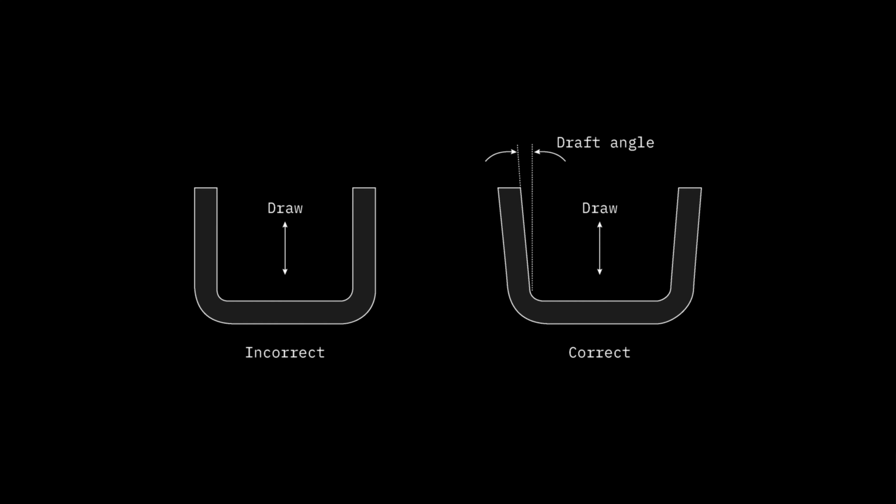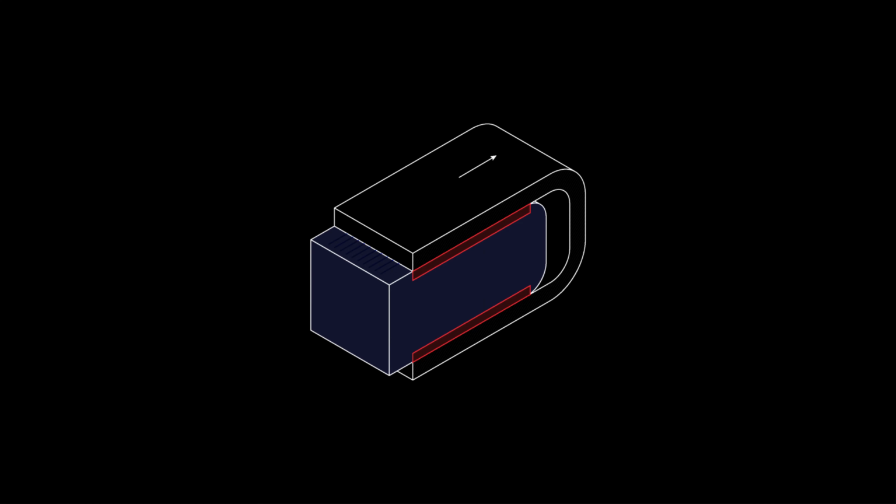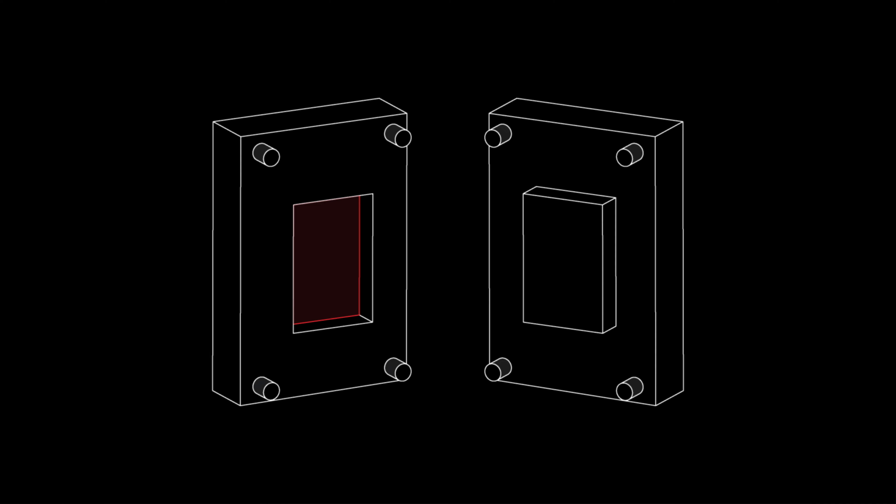So what is a draft angle, and why is it important? A draft angle is a design feature that allows a part to be cleanly released from its mold. Without draft angles, drag marks can occur on the surface of your part, your tool life can be decreased, and the production cycle time can greatly increase.